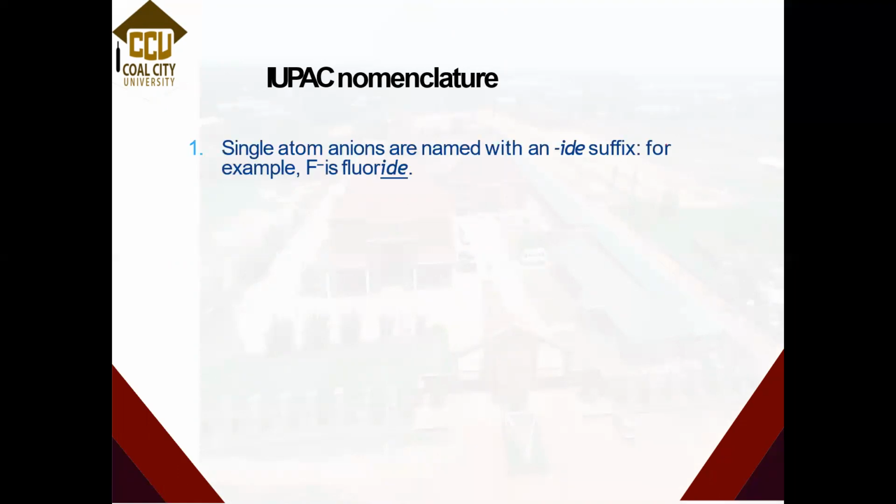One of the major rules is that single atom anions are named with an "-ide" suffix. For example, if I have fluorine, I call it a fluoride. Once it is a single anion atom, we use an "-ide", that is a fluoride. If it's a bromine, that's a bromide, iodide, carbide, in that order.